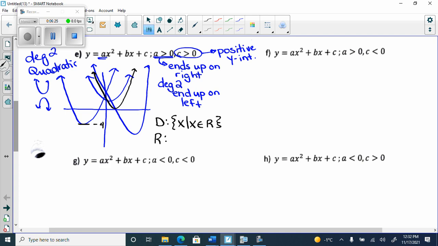So all of you would have different numbers probably, correct? Because it depends on what you sketch. But my range on this one here, I would say y such that y has to be what? Greater than or equal to negative 4. They're all going to be greater than or equal to, right? Because they're concave up. The only difference is going to be your number depending on what you sketch. And degree 2 are the only ones that don't have y in the reals here.